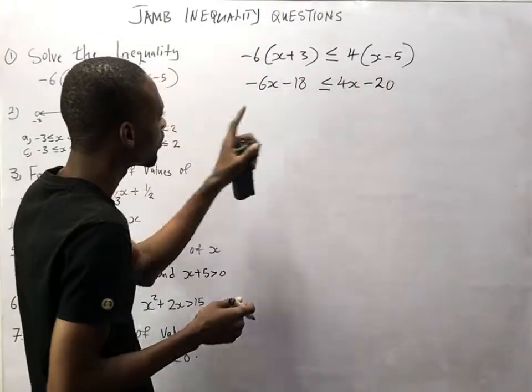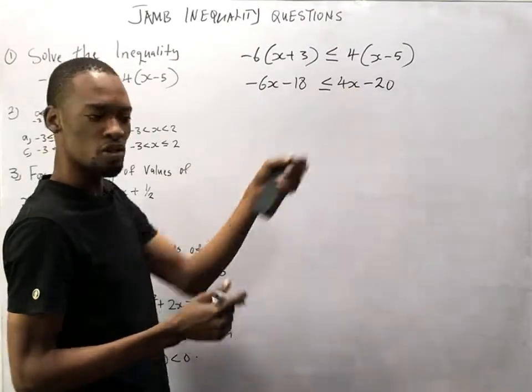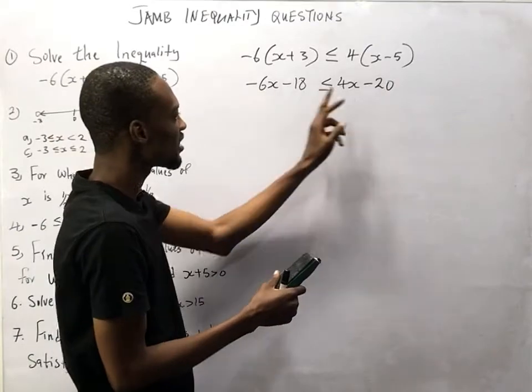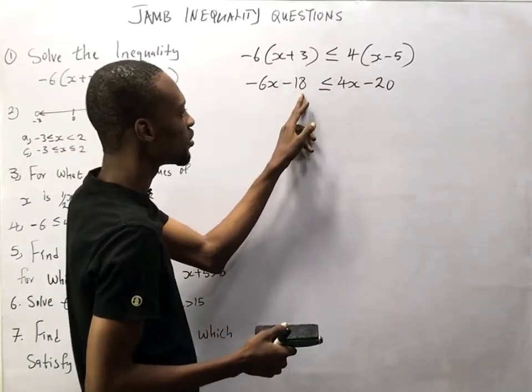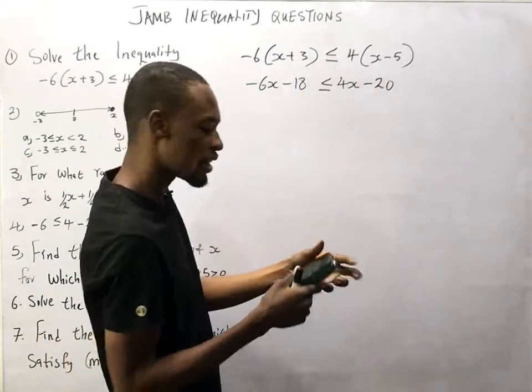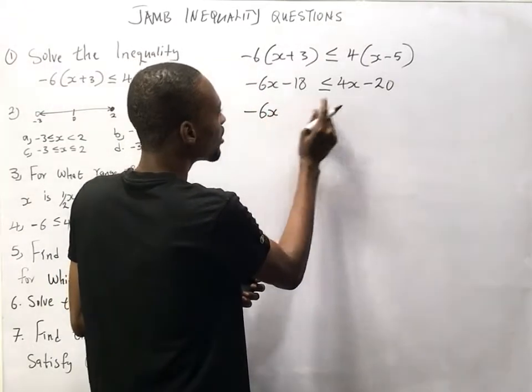Now you look at it: minus 6s, minus 18, 4s, minus 20. We simply collect like terms. This one has s, this one has s, so let's bring them together. This is a normal number, no s here. So let's take them together. Doing that, this becomes minus 6s.